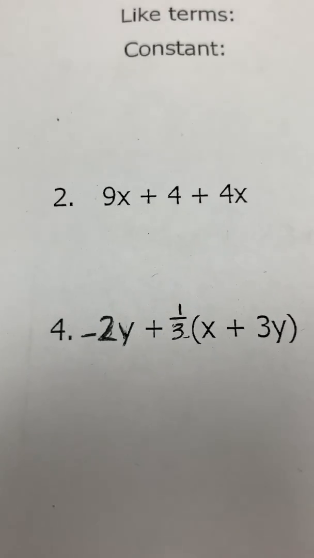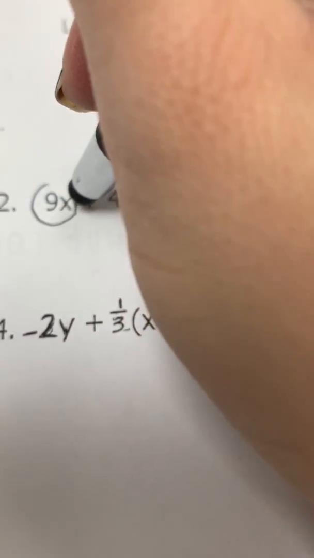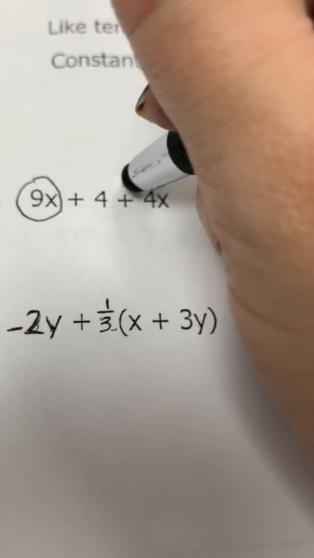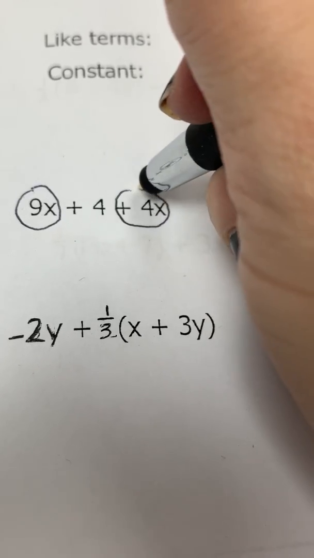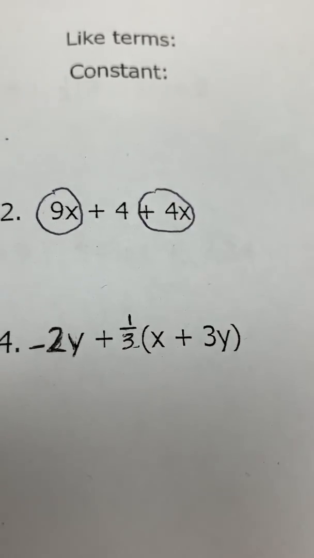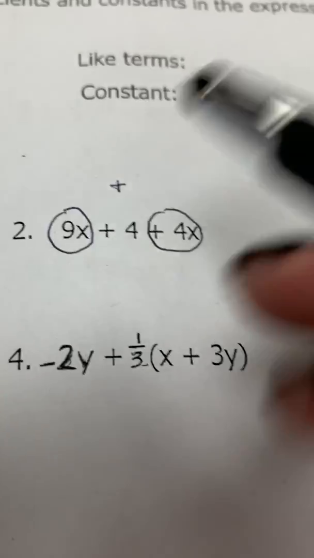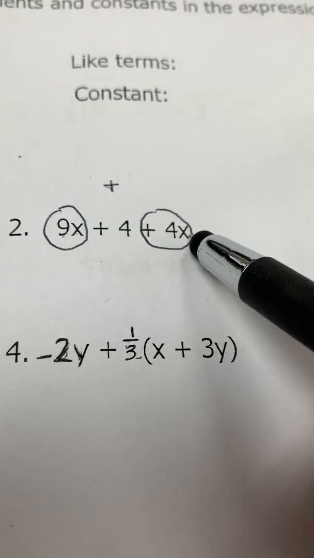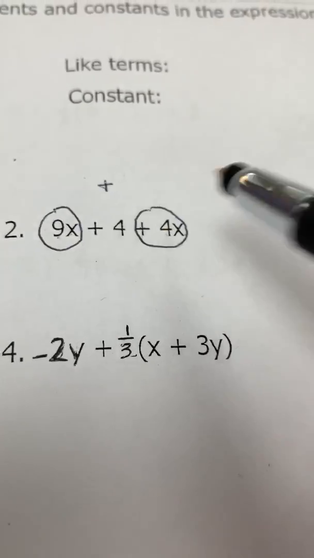Okay, problem number 2. I have one set of like terms here. I have positive 9x and I have positive 4x. The addition sign makes it positive. When I add those together, I get 9x plus 4x. 9 plus 4 is 13x.